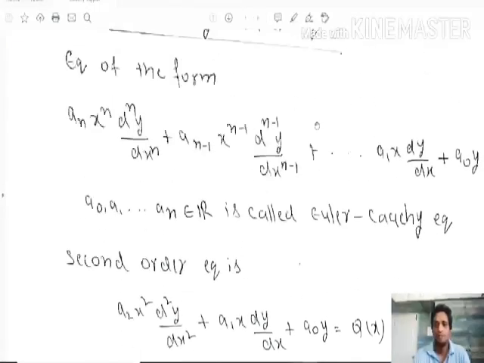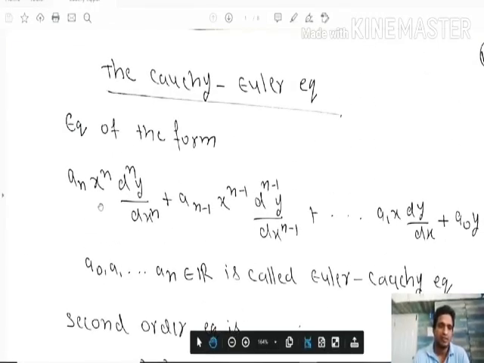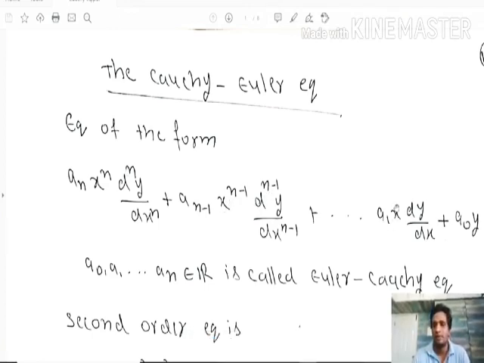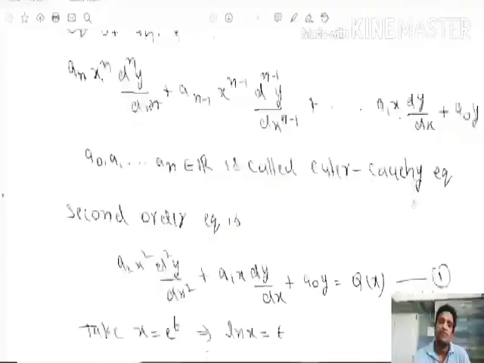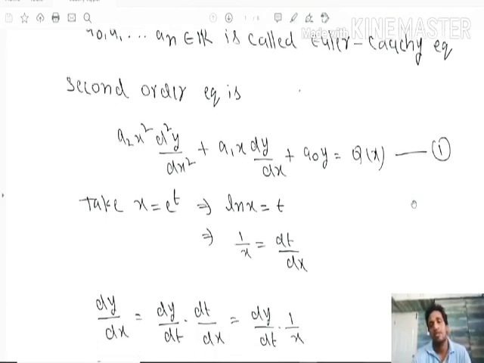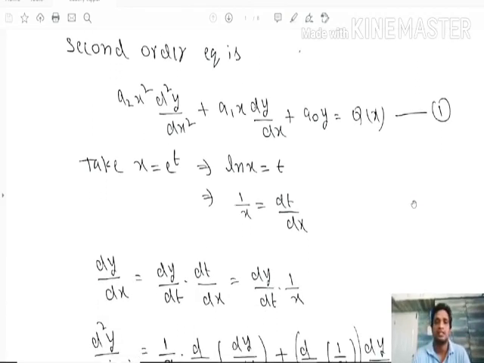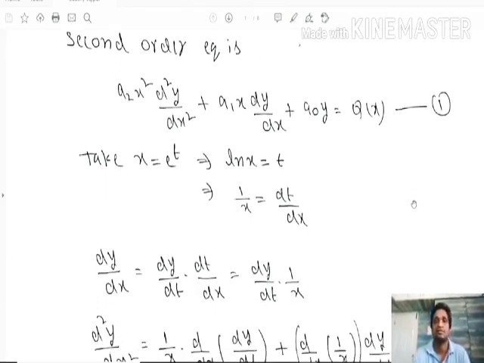If we go to the general order, that is x power n with derivative of order n, x power n minus 1 with derivative of order n minus 1, x power 1 with derivative of first order. If any differential equation is of this type, we can easily conclude that this is a Cauchy-Euler differential equation.